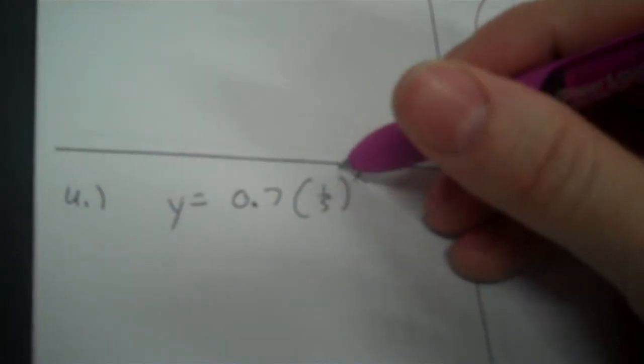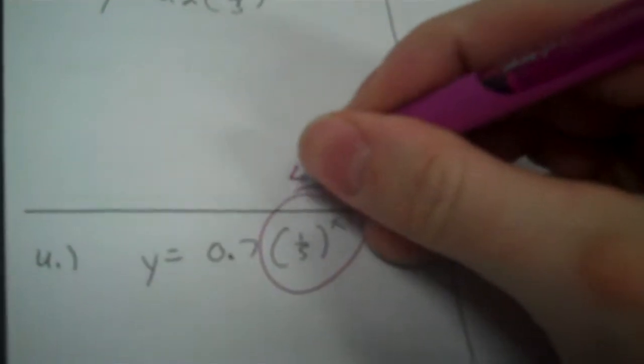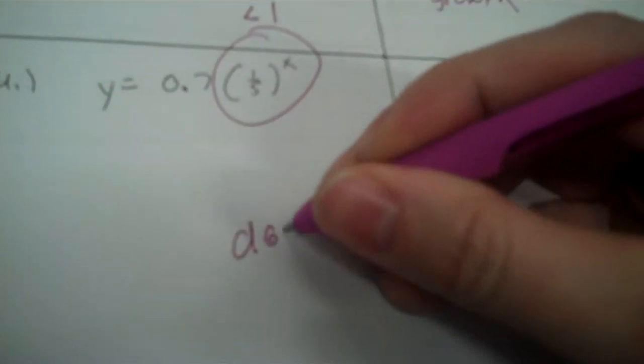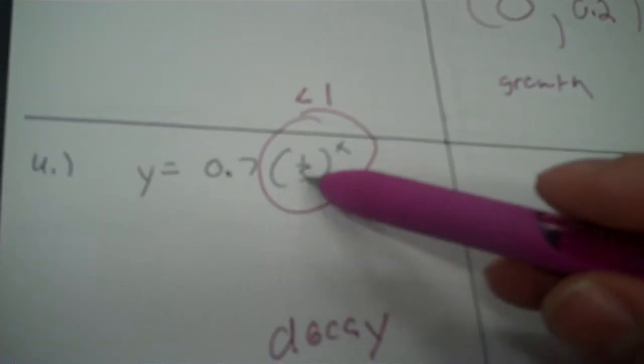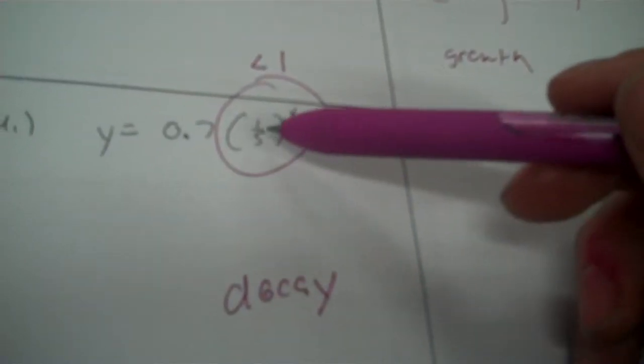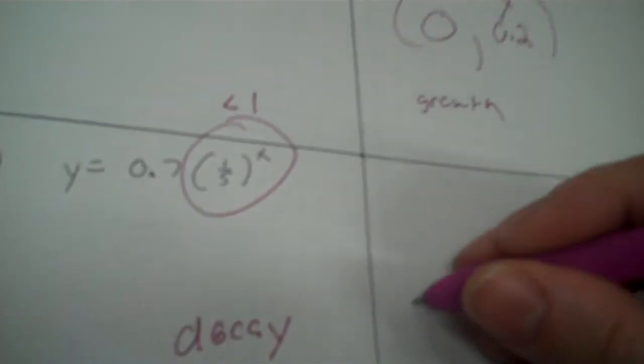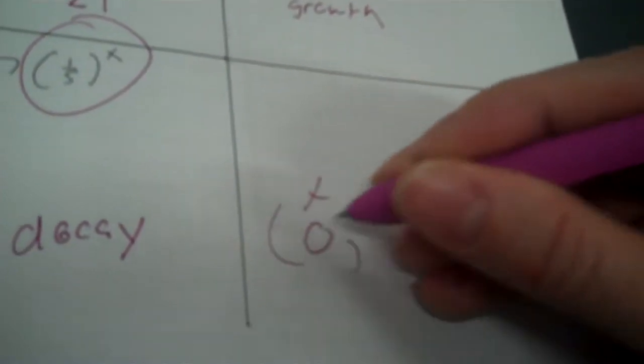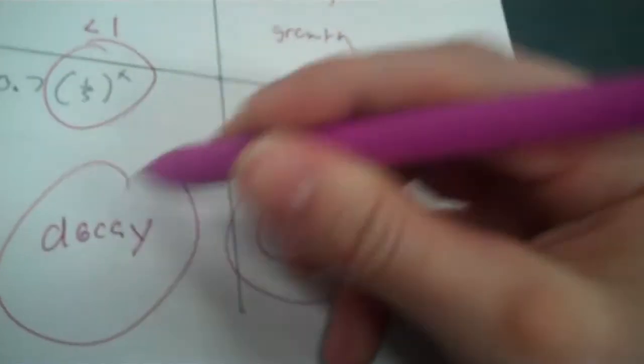0, anything to the 0 power is 1, and then times 0.2. Okay, here's my power right here, 1/5. Now is 1 out of 5 bigger than 1? No, it's not. Okay, so less than 1 means decay. Now anything to the 0 is 1, but we multiply the 1 times 0.7. So the y-intercept is 0.7. So those are 2 answers we need to have on all those.